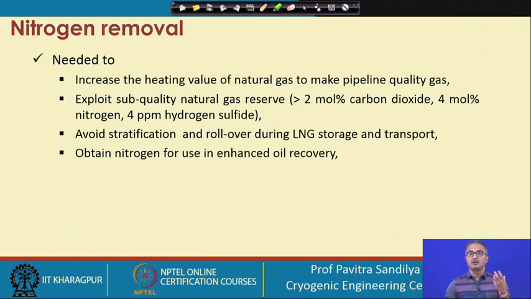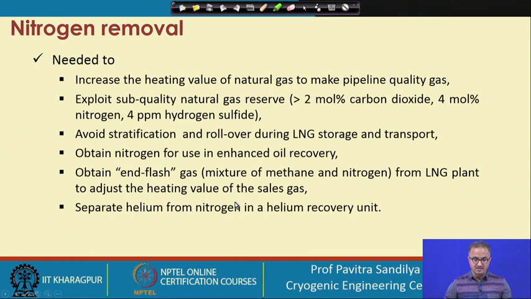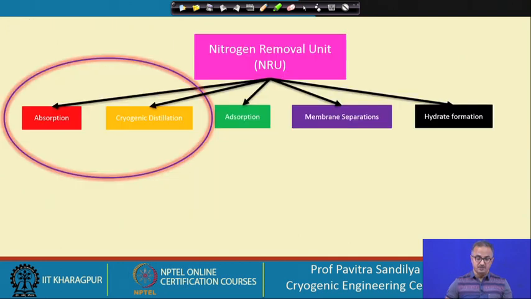Earlier we also learned that carbon dioxide can also be used for enhanced oil recovery. And then we have to obtain N flash gas, that means a mixture of methane and nitrogen from the LNG plant, which is used to adjust the heating value of the sales gas. Also we can separate helium from nitrogen in a helium recovery unit, because natural gas is the source of commercial production of helium, and helium is obtained from this NRU, that is the nitrogen recovery unit.